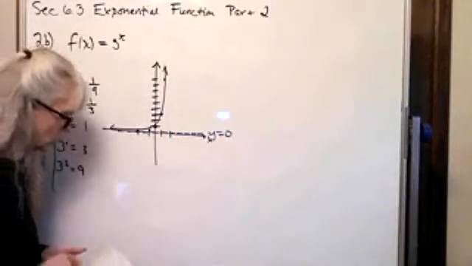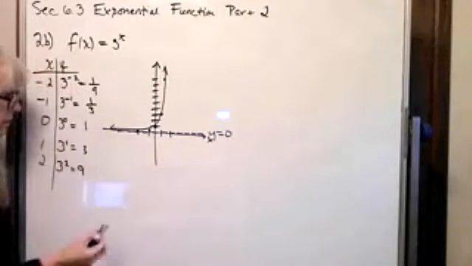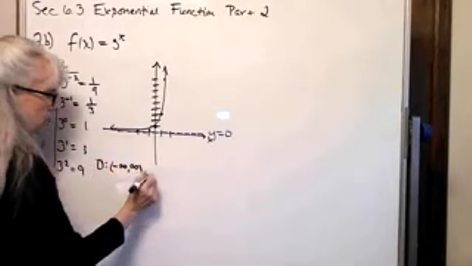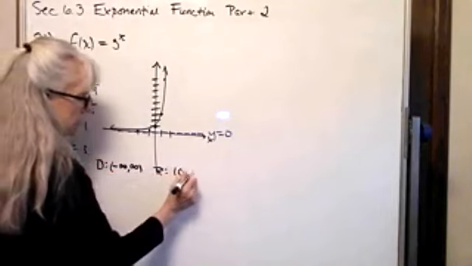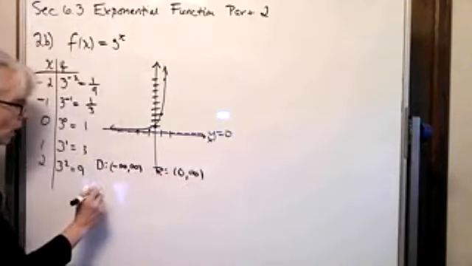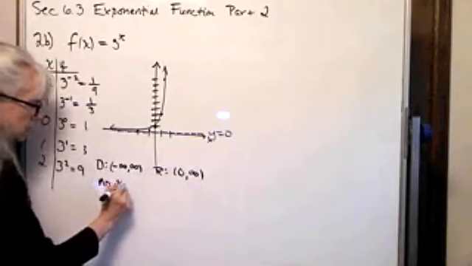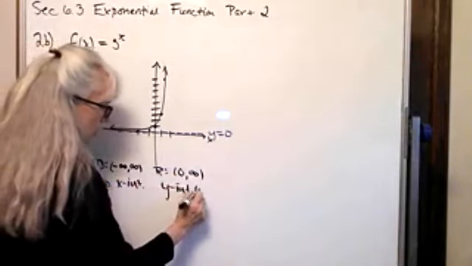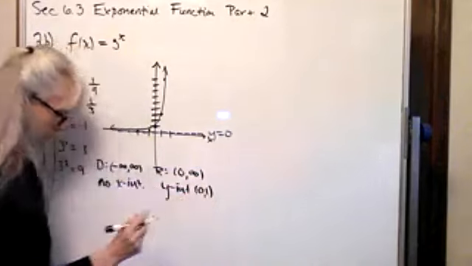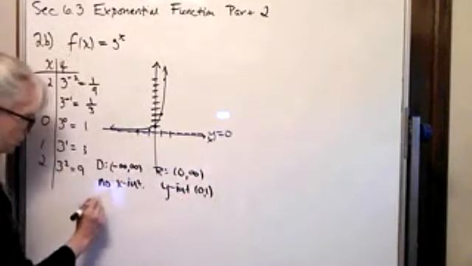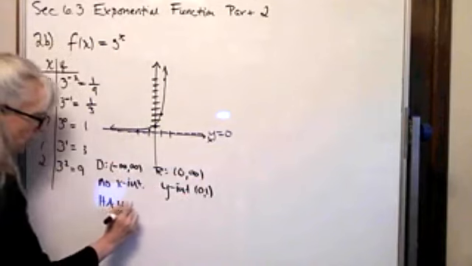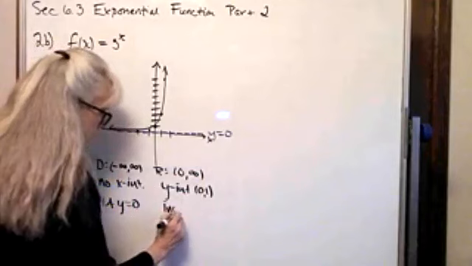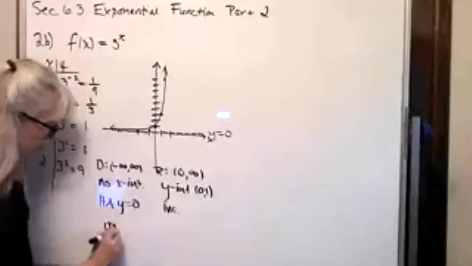That did not change. What about the other information? Did any of it change? So our domain, well, domain's still -infinity to infinity. Our range is still going to go from 0 to infinity. It has no x-intercept. It does still have a y-intercept at (0, 1). Let's see what's the next piece of information. The asymptote, which we labeled horizontal asymptote at y equals 0. It's increasing still, and it is still 1 to 1.